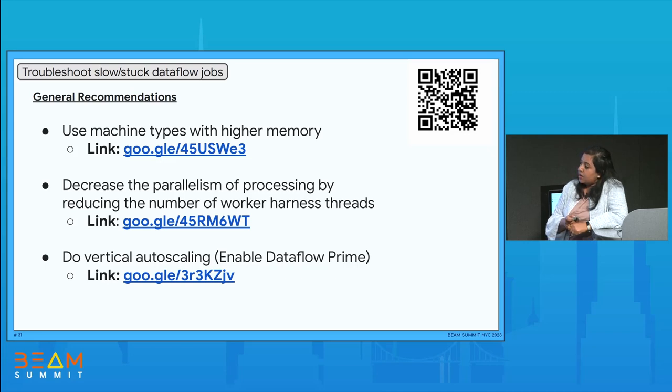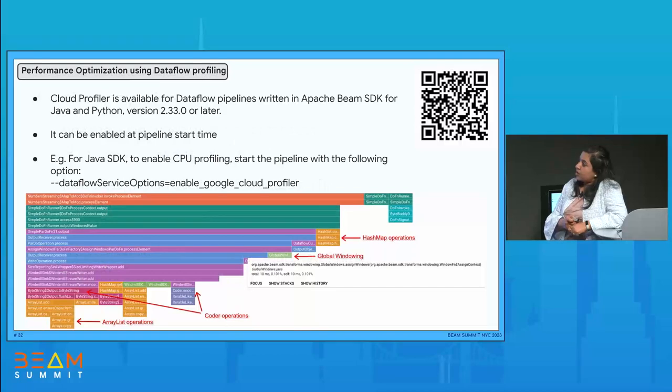Another option is vertical autoscaling, which can be done by enabling Dataflow Prime. What do we mean by vertical autoscaling? It is basically increasing the size of the workers rather than spinning up new workers.